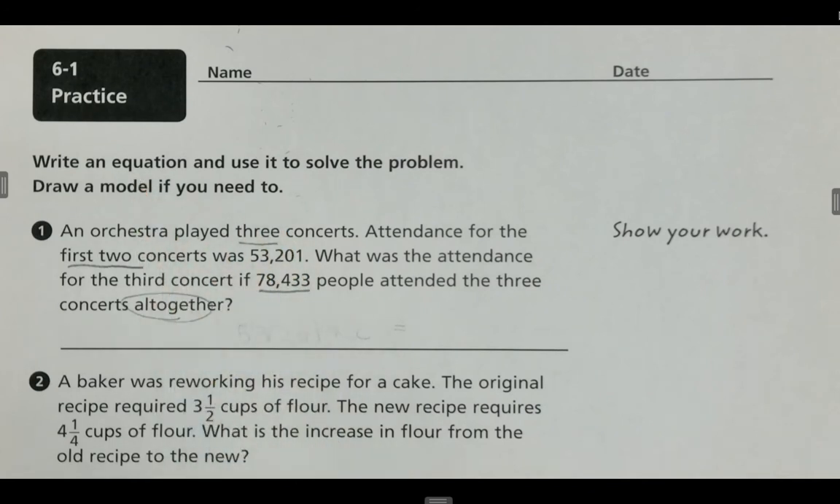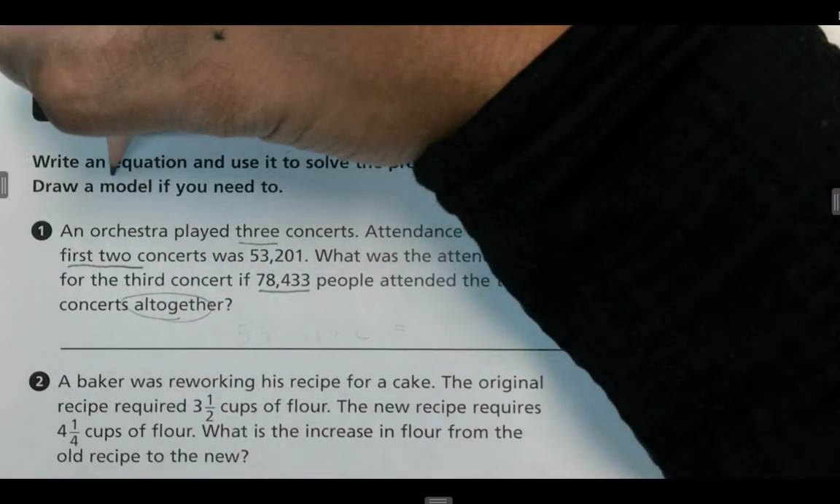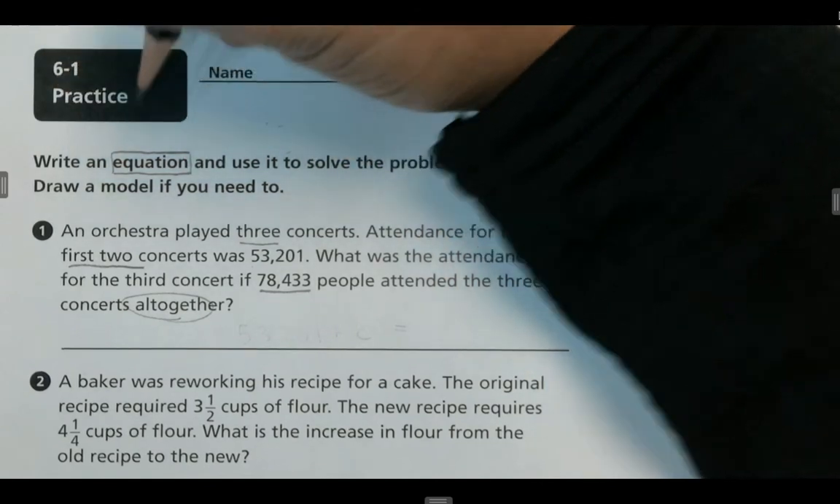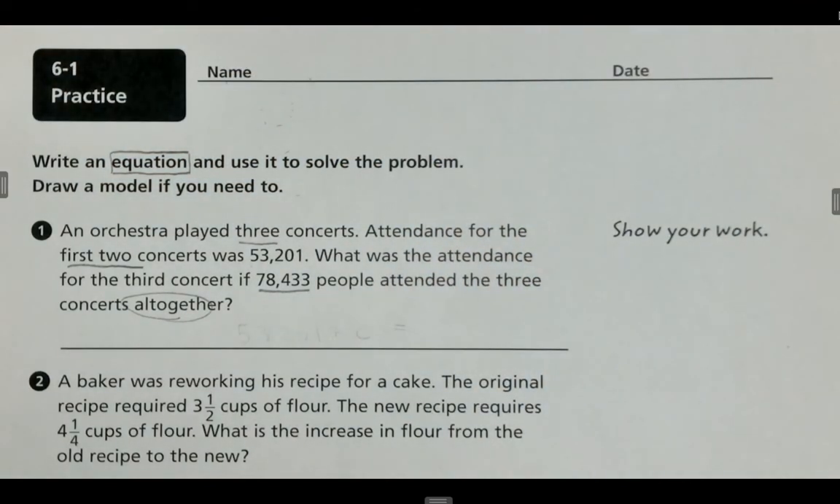So first, when you think of an equation, there's always going to be an equal sign involved in an equation. In this case, we're going to be given some information in the word problem that will help us solve for the unknown. And then we're going to use addition or subtraction to perform the calculations.